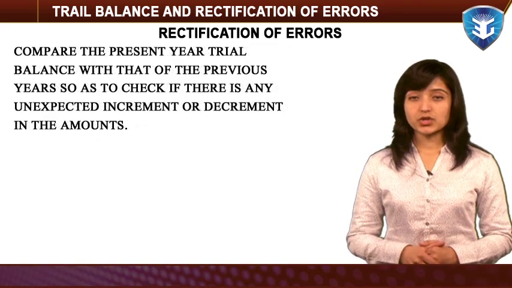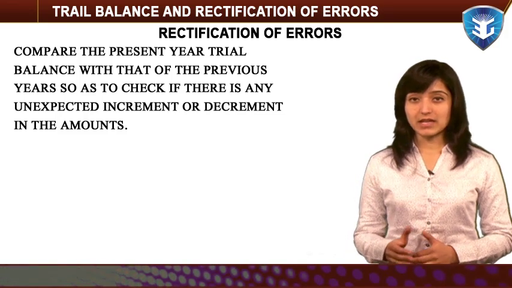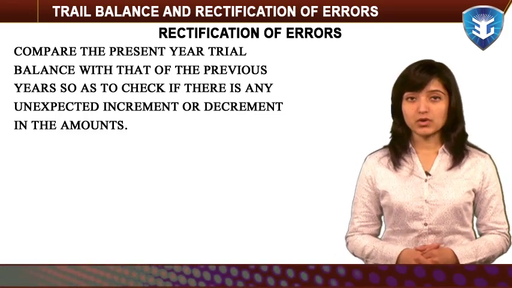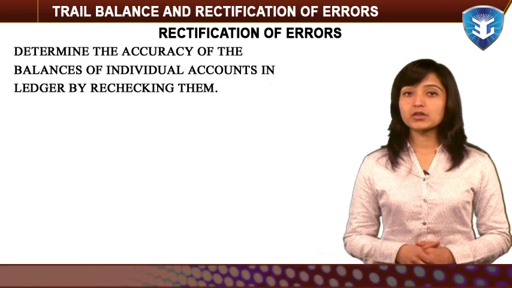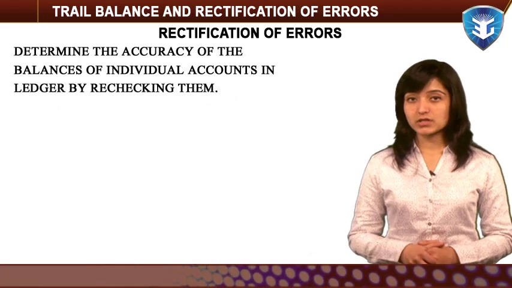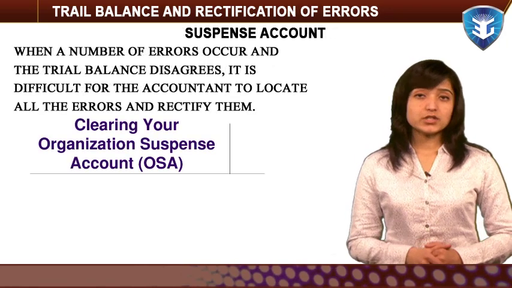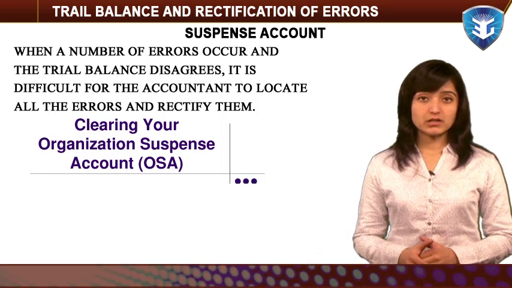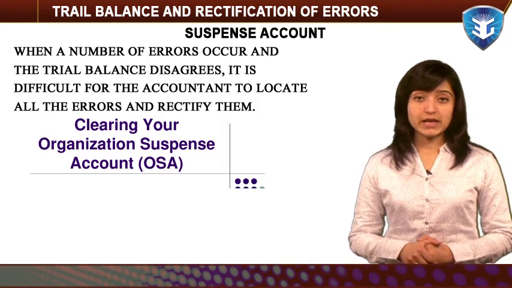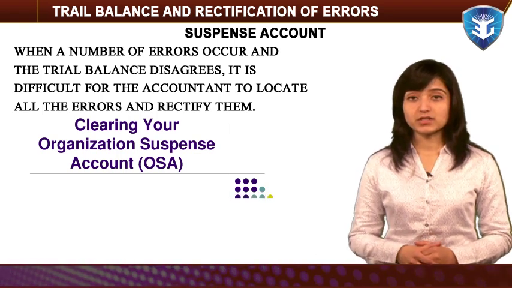Compare the present year trial balance with that of the previous years so as to check if there is any unexpected increment or decrement in the amounts. Determine the accuracy of the balances of individuals' account in ledger by rechecking them. Let's know the meaning of suspense account. When a number of errors occur and the trial balance disagrees, it is difficult for the accountant to locate all the errors and rectify them.